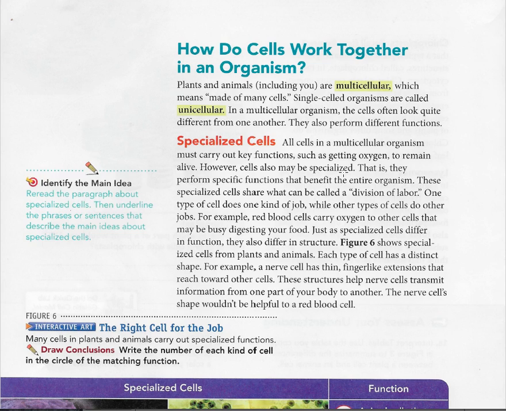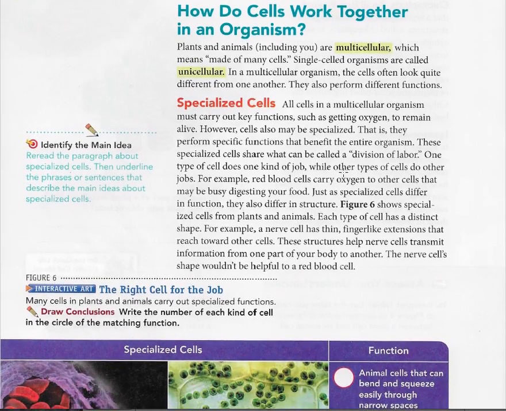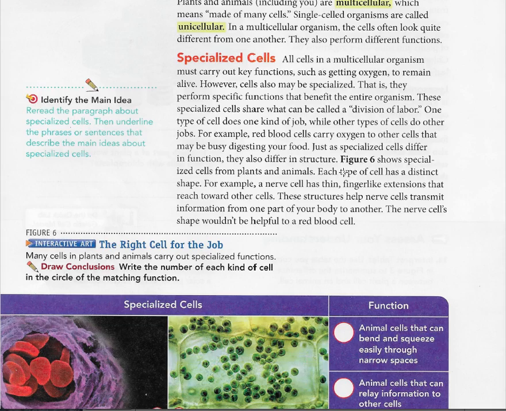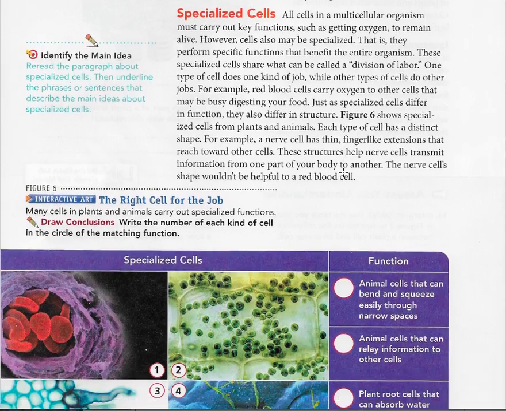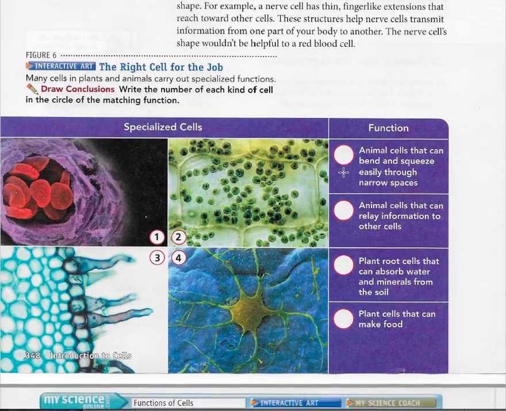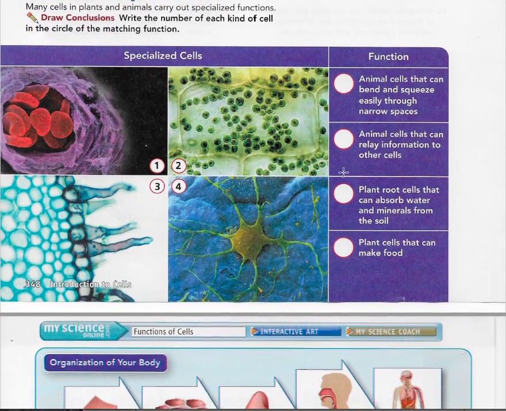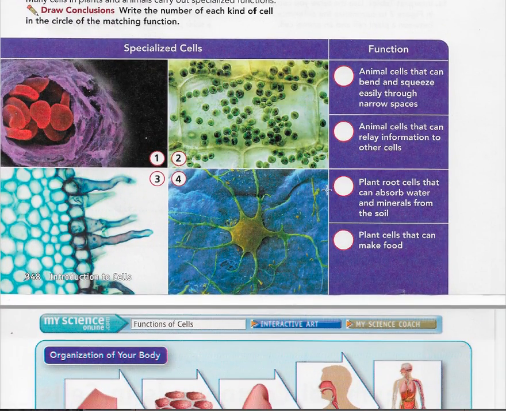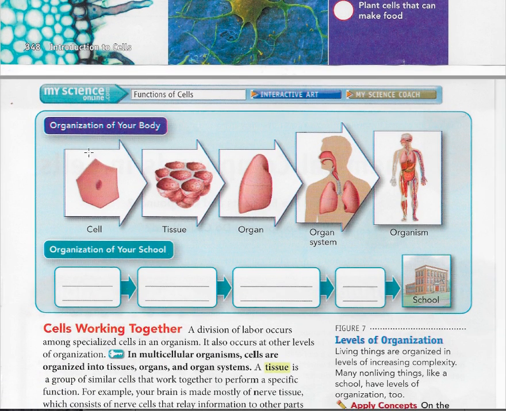Just as specialized cells differ in function, they also differ in structure. Figure 6 shows specialized cells from plants and animals. Each type of cell has a distinct shape. For example, a nerve cell has a thin, finger-like extension that reaches towards other cells. These structures help nerve cells transmit information from one part of your body to another. The nerve cell's shape would not be helpful to a red blood cell. Here you see different types of specialized cells. We'll go over this later. You've seen this before, right?